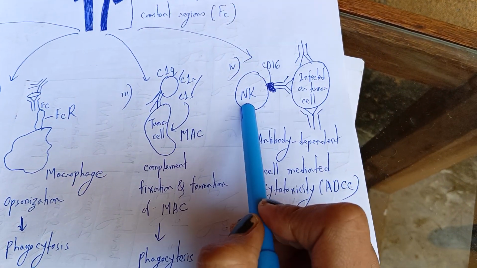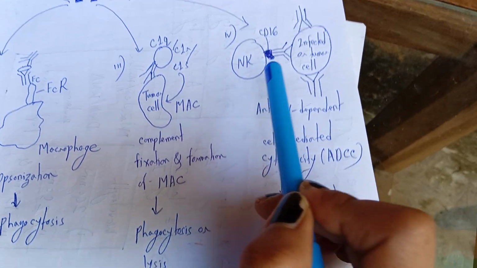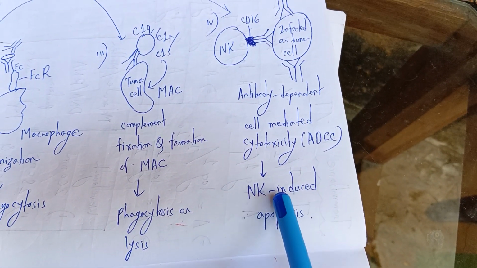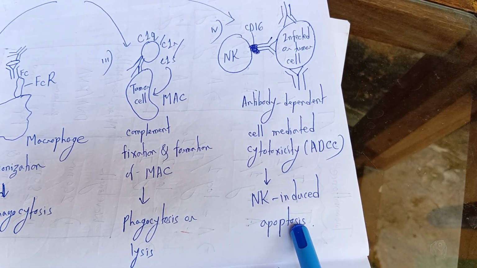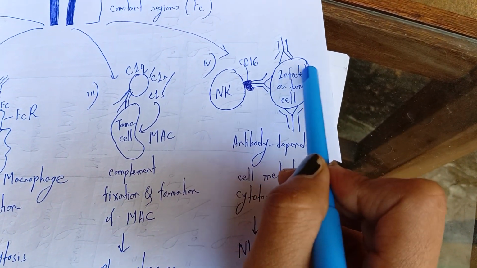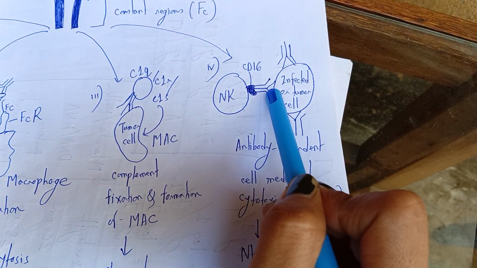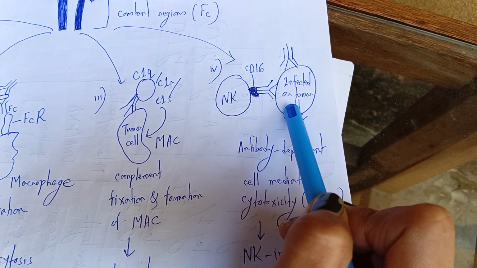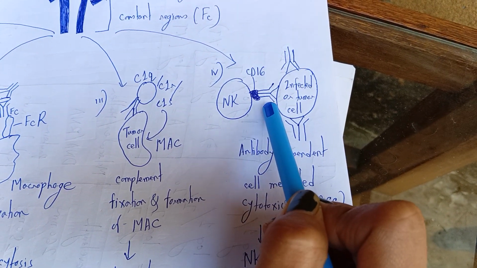Now the fourth one, NK cell, that is natural killer cell induced apoptosis. Apoptosis means cell death, programmed cell death. Now suppose this is your infected cell or tumor cell, against which the antibody is bound through what? The FAB portion, but the FC portion is free.